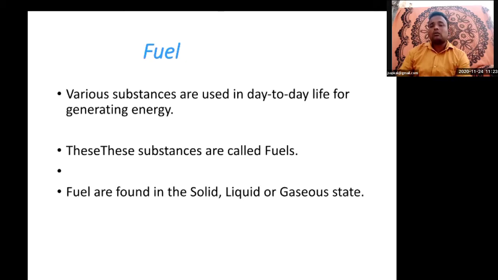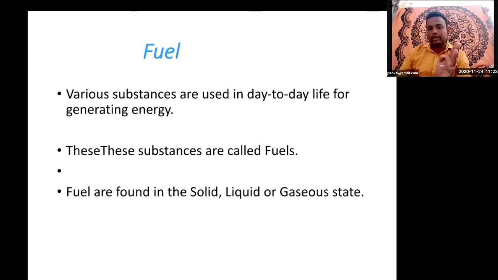Okay, so now fuels are found in solid, liquid, and gaseous states. We have already learned that there are three states of any substance. It might be a solid substance, a liquid substance, or a gaseous substance. Okay, there are three states. So a fuel can be in three forms.